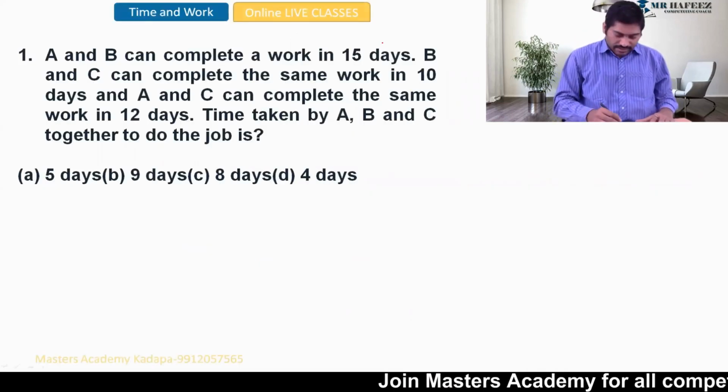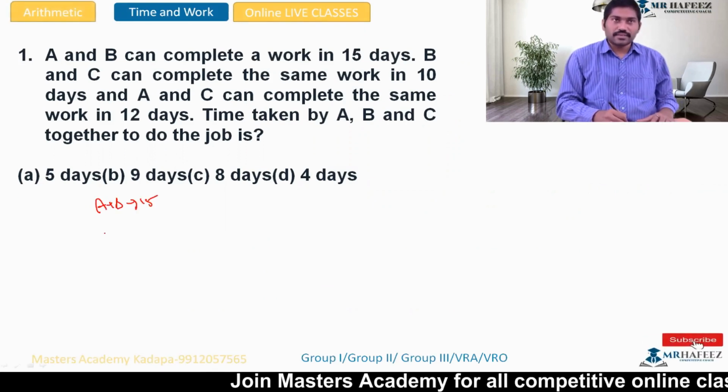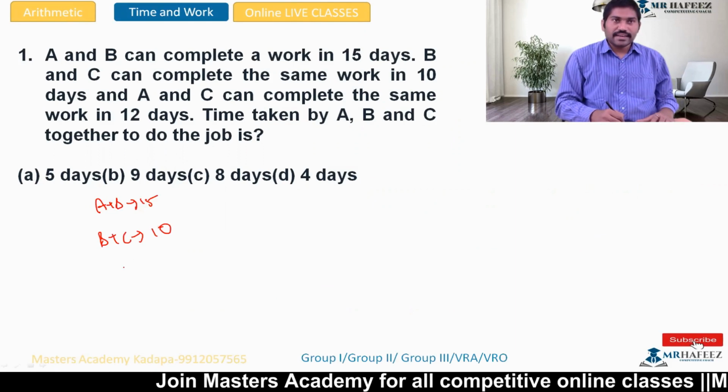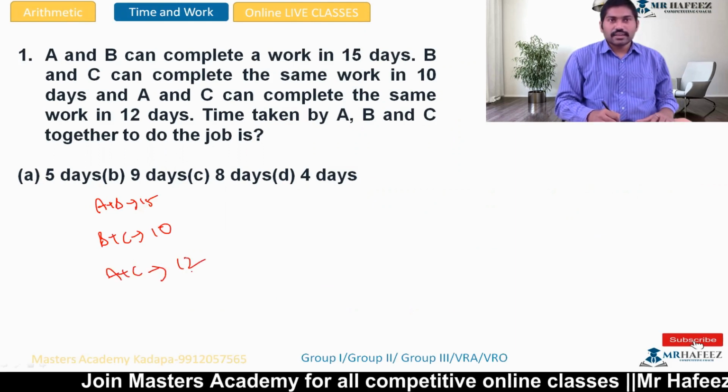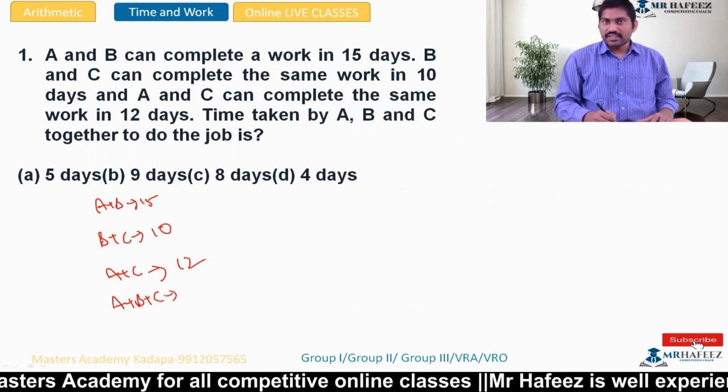A and B can complete the work in 15 days. B and C in 10 days. A and C in 12 days. The question is, how long would A, B, C take together?